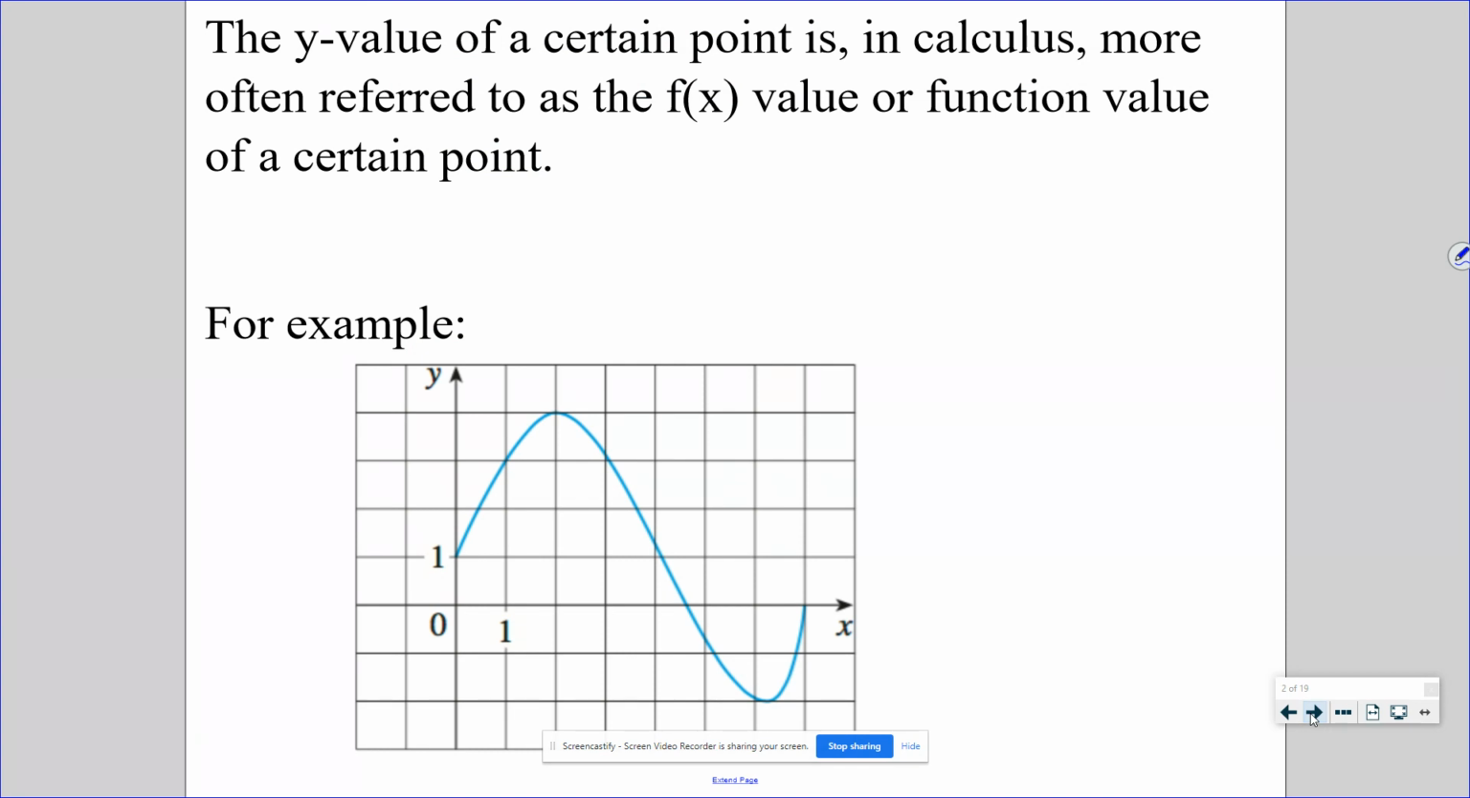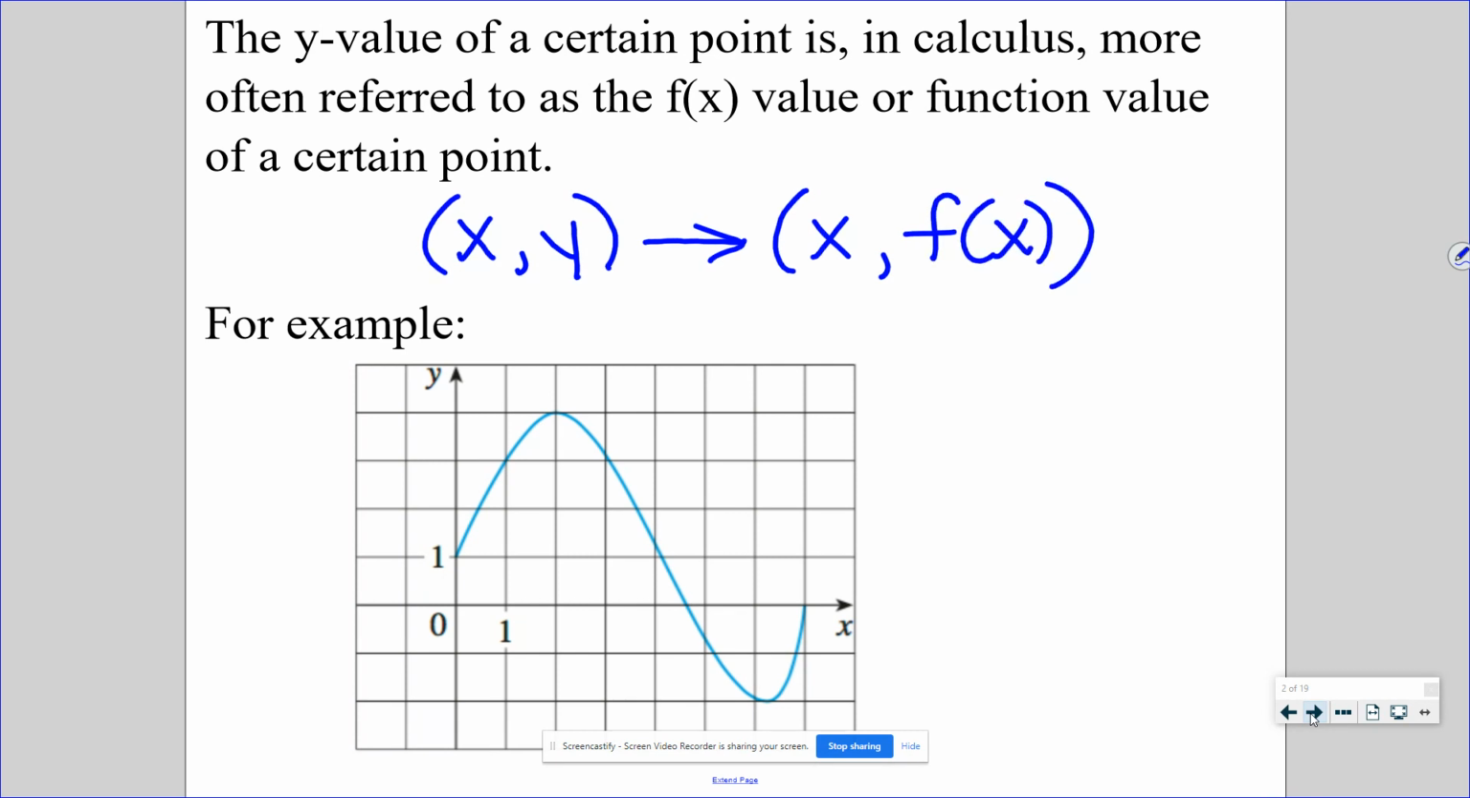Okay, the y value of a certain point in calculus is usually referred to as an f of x value. So you're used to seeing points called x's and y's. We're going to graduate to the next level where we now call them x and f of x. Okay, so it's going to take a little while to get used to that change.